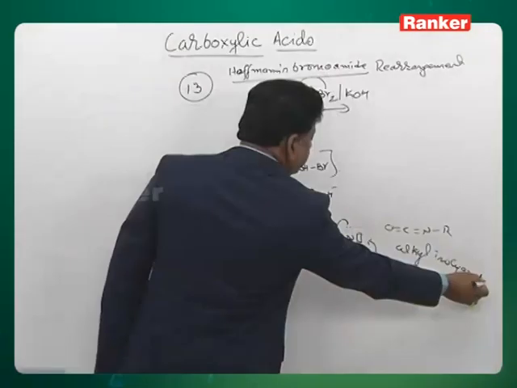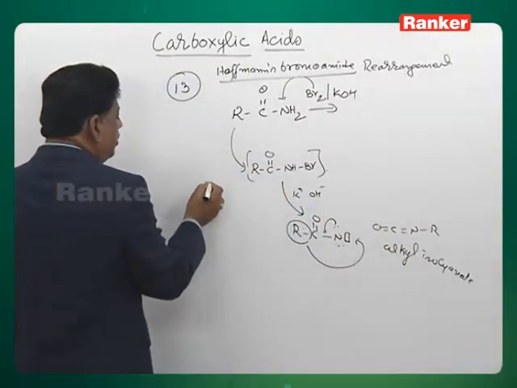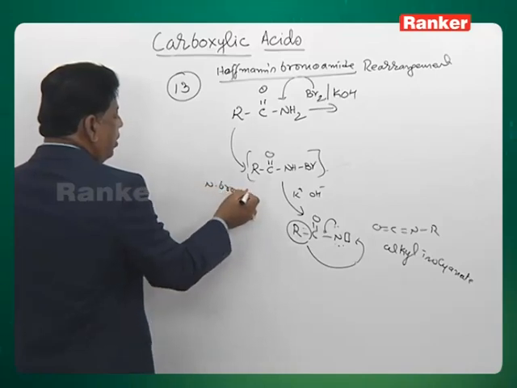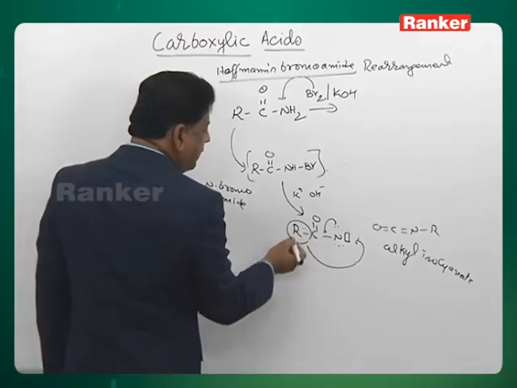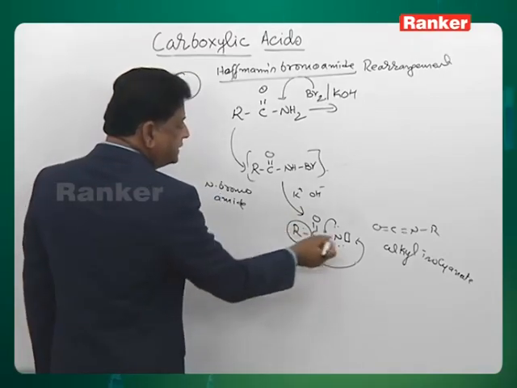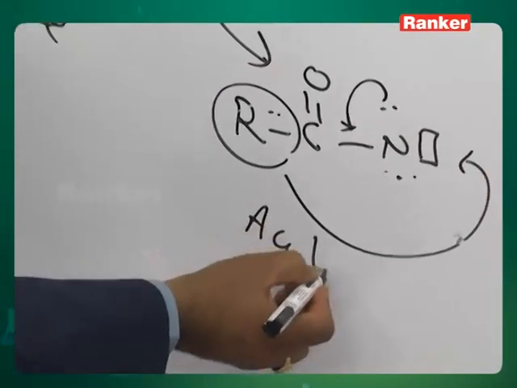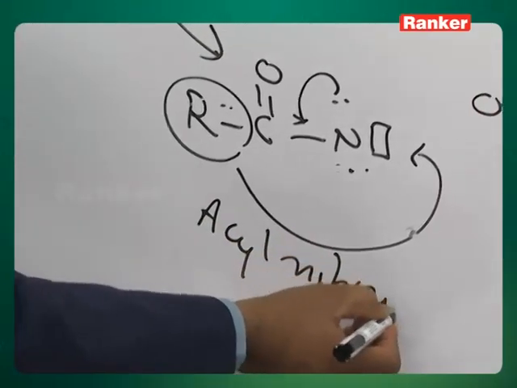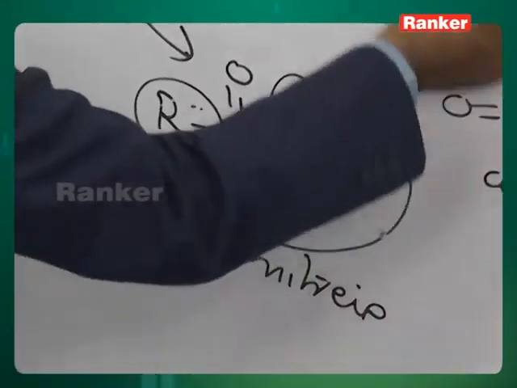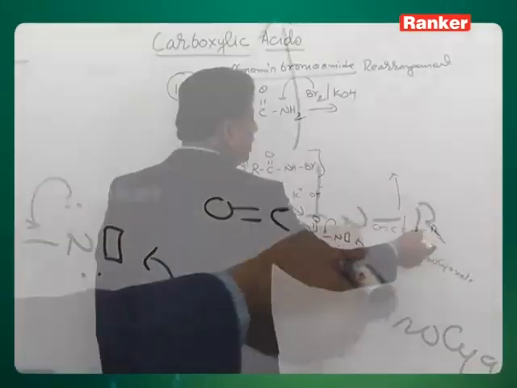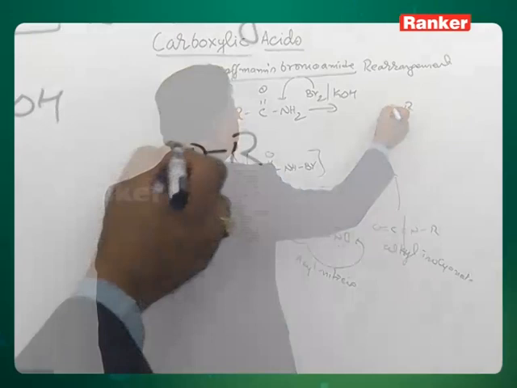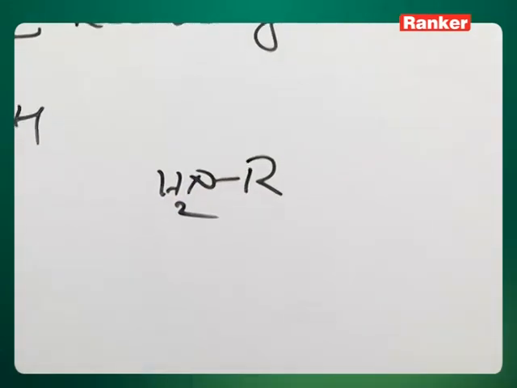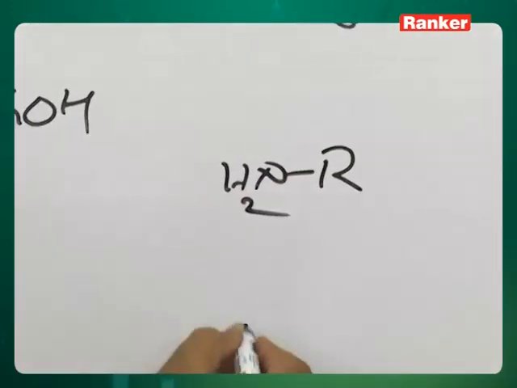So what are the 3 intermediates? One is N-bromoamide, this is the first intermediate. The second intermediate is acyl nitrene. And this undergoes hydrolysis to break up here. One becomes RNH2. The other compound on this side is the potassium salt of carbonic acid.